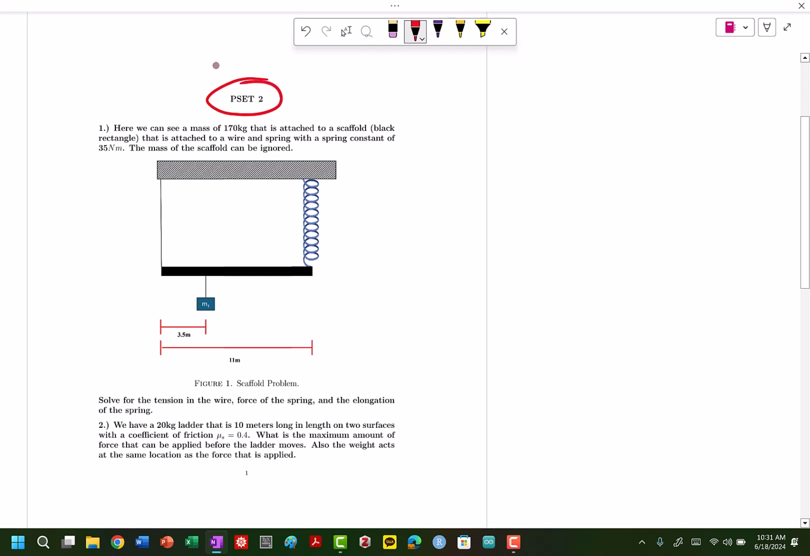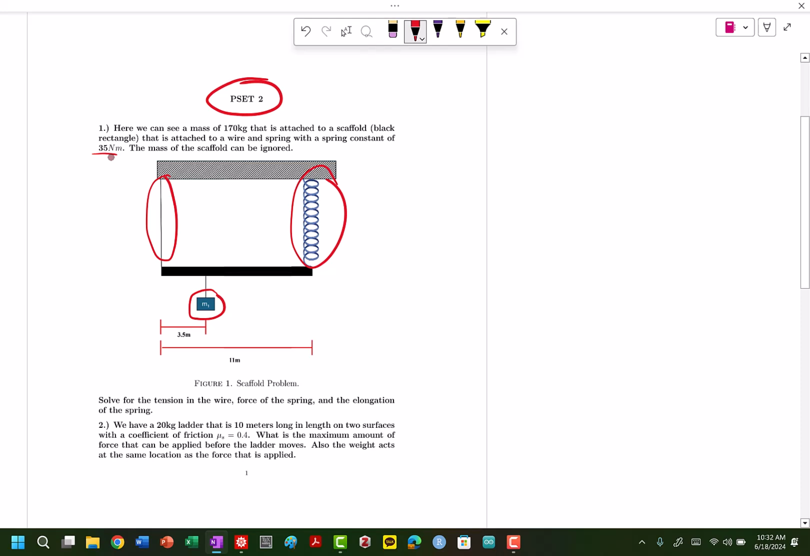But the key thing is, again, we want to follow our problem solving steps and we want to show our work and we want to get to our fundamental equations. So we have a mass of 170 kilograms, this mass 1, that is attached to the scaffold. Our scaffold, again, is our black rectangle. It's attached to a wire and a spring. So our wire here, our spring here, with a spring constant of 35 Newtons per meter. Mass of the scaffold can be ignored.